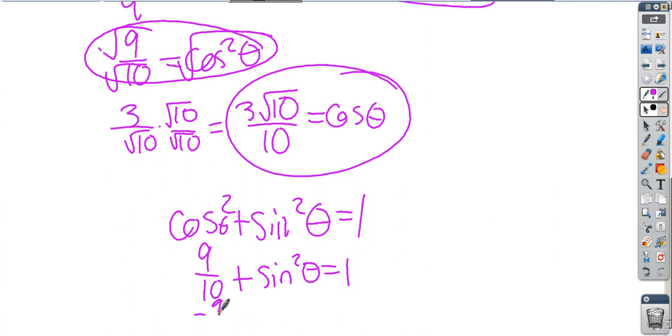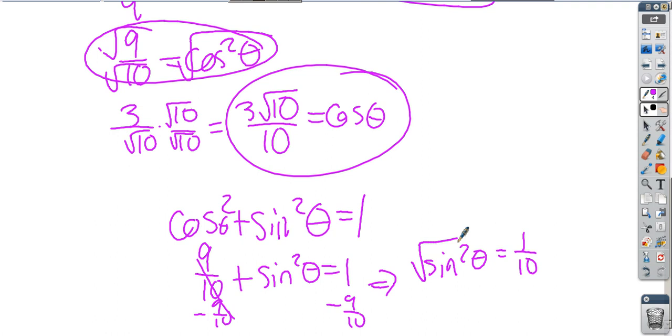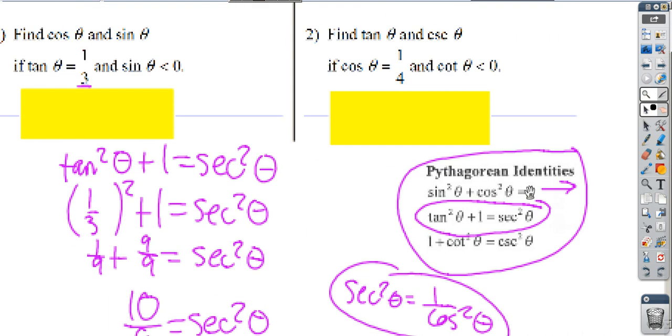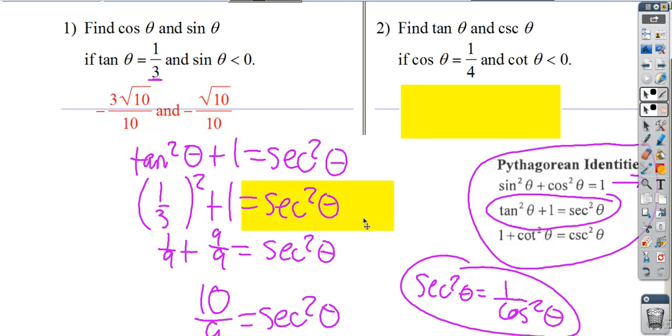Let's subtract 9/10 from both sides, and 1 minus 9/10 would be 1/10. So that means sine squared is equal to 1/10. We'll square root both sides, and that's the square root of 1 over the square root of 10. If we rationalize like we did before, we would get root 10 over 10 is going to be equal to sine of theta. So sine is root 10 over 10, cosine is 3 root 10 over 10. Let's double check that to be sure. And that's exactly right. There's only one problem that we forgot to mention.